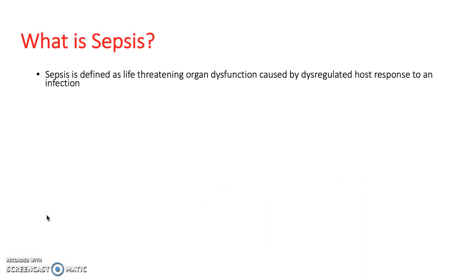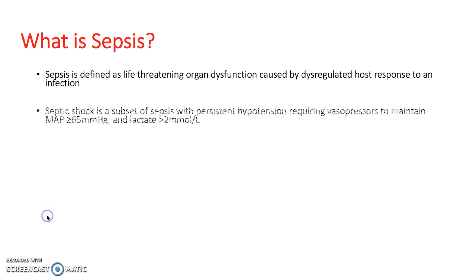So what is sepsis? Sepsis is defined as a life-threatening organ dysfunction caused by dysregulated host response to infection. This dysregulated response causes the classical signs that we see in septic patients. Some patients present with septic shock. Septic shock is a subset of sepsis, with persistent hypotension requiring vasopressors to maintain a mean arterial pressure of more than 65 and a lactate of more than 2.